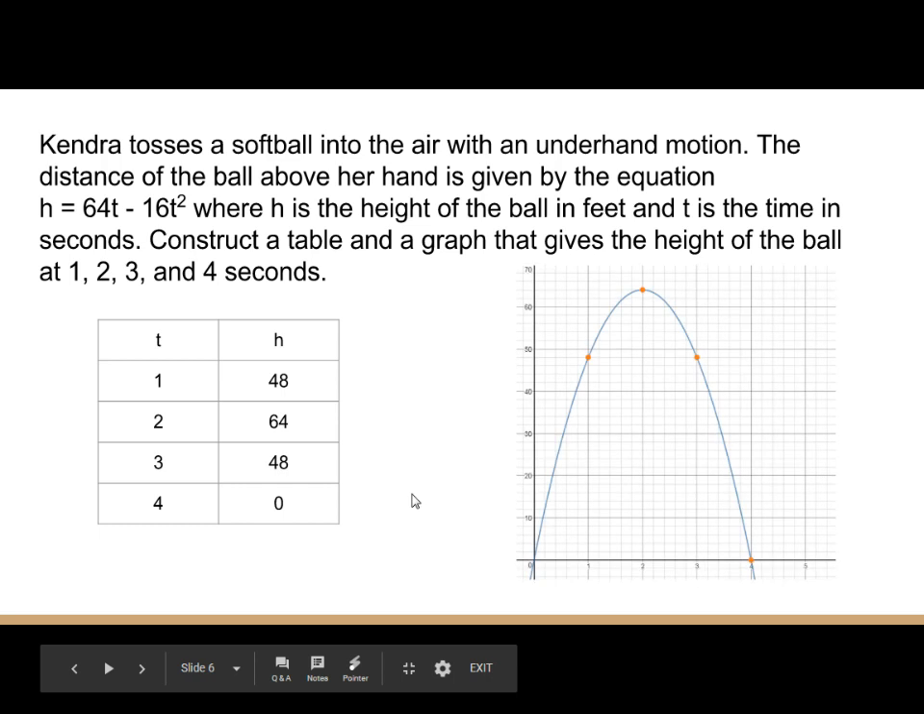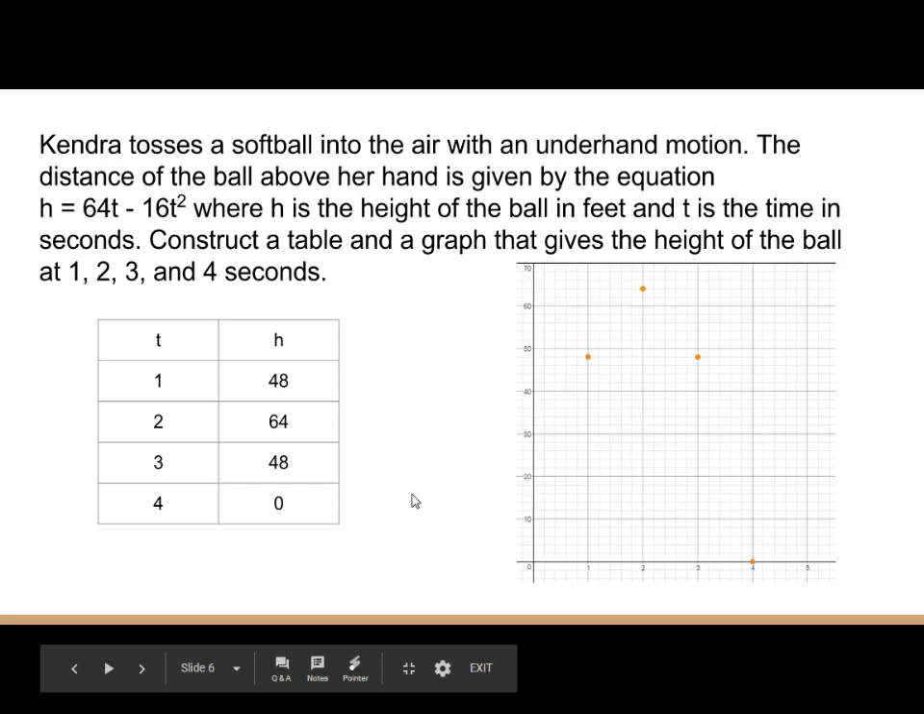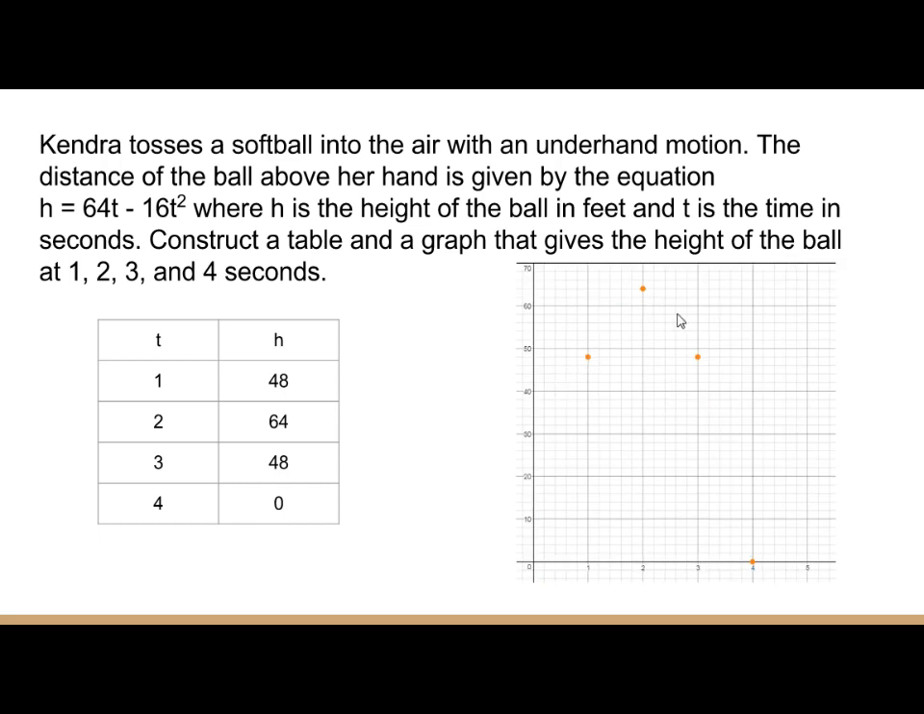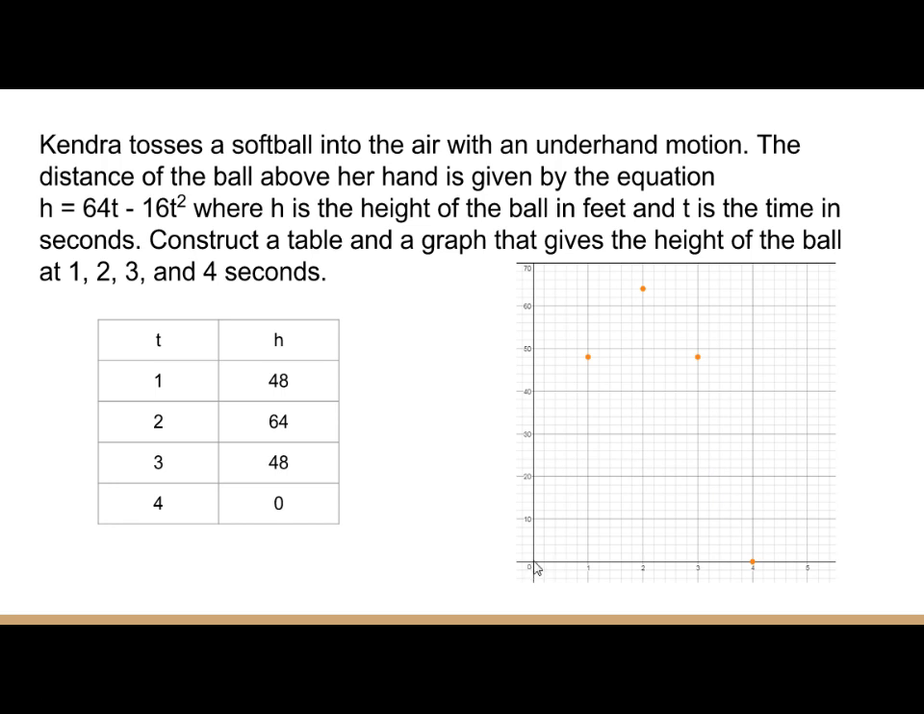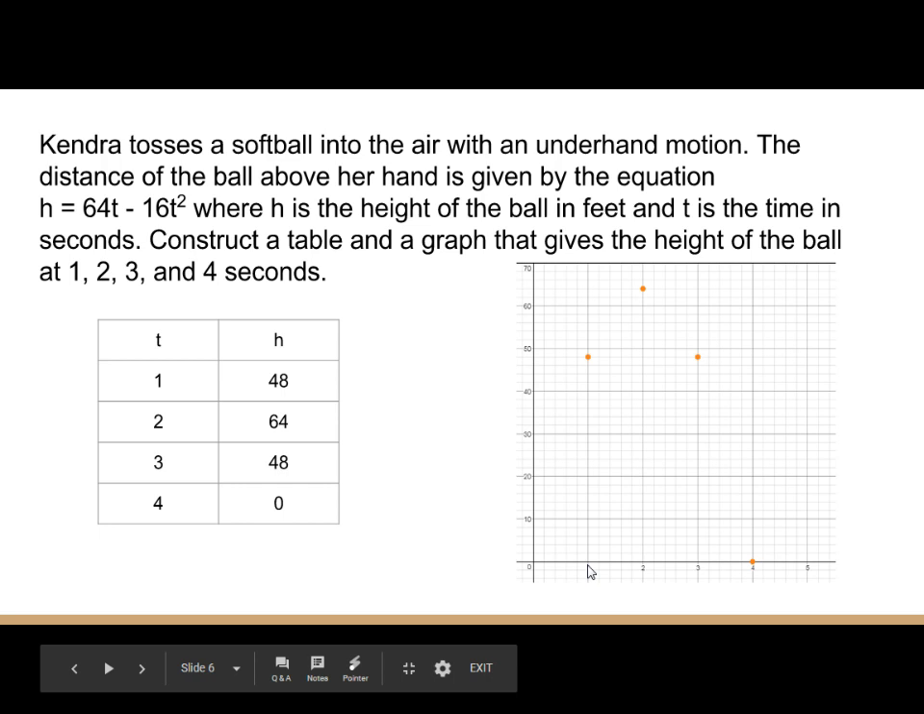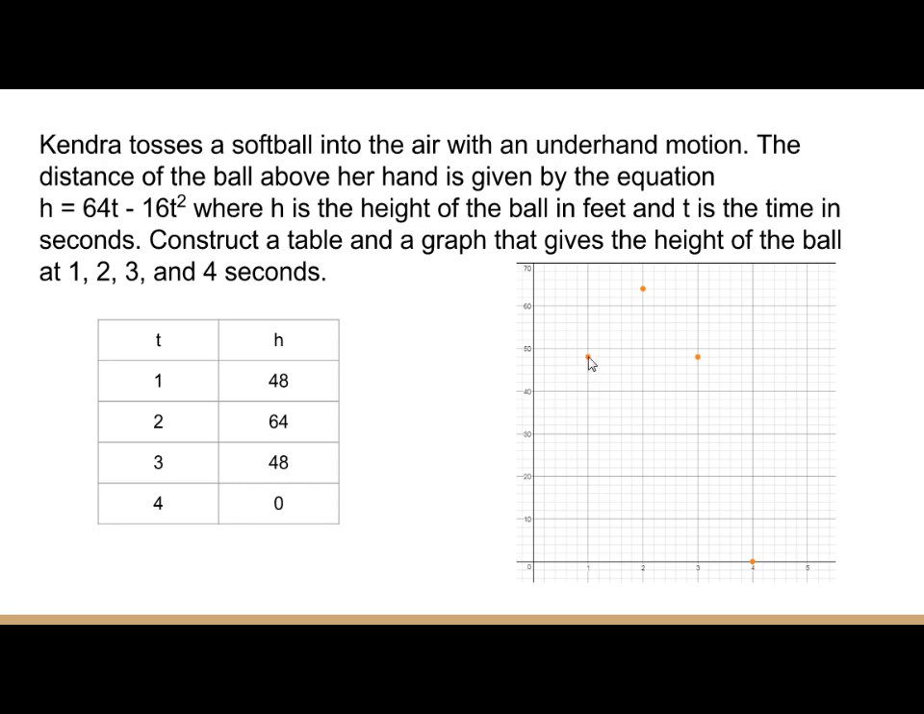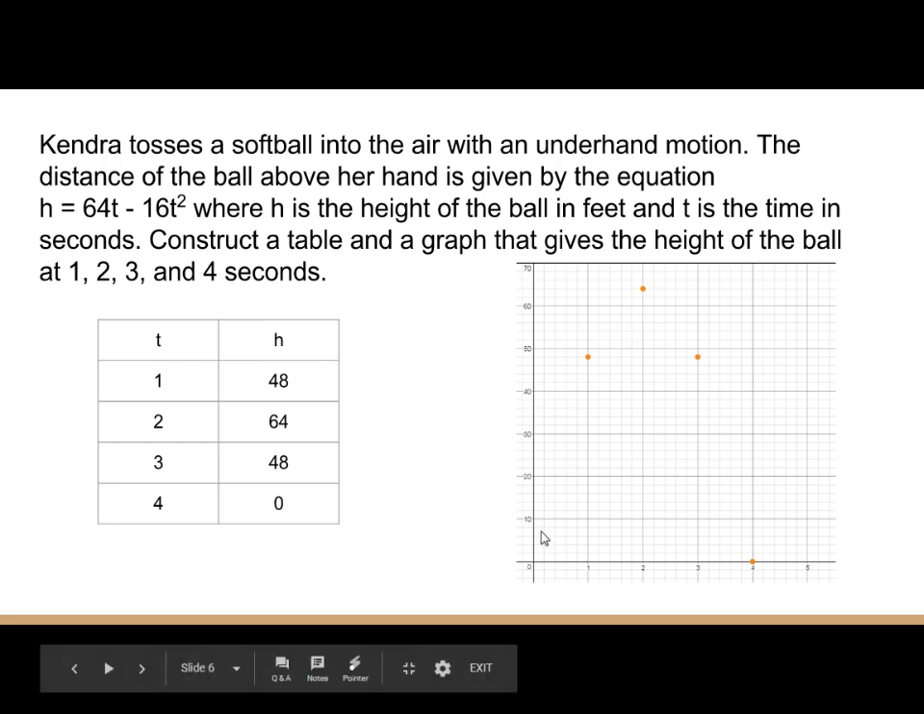Now, with this, actually, when we go back, you really couldn't have a discrete graph, because this would show that at 0 seconds, nothing has happened. And in 1 second, the ball has instantaneously popped up at 48 feet. And it stays there for a whole second. And at exactly 2 seconds, it pops up here at 64 feet and nowhere in between. And so this is not a possible graph that you could have for Kendra's softball.